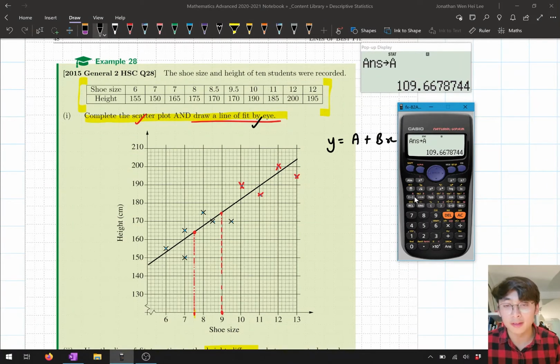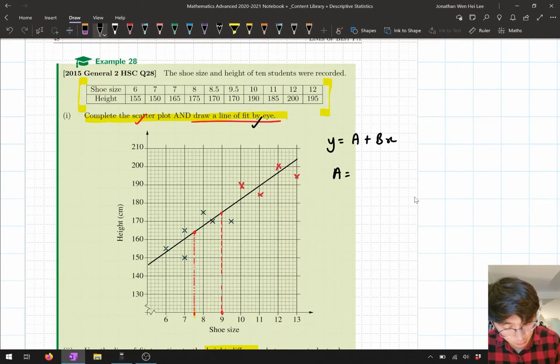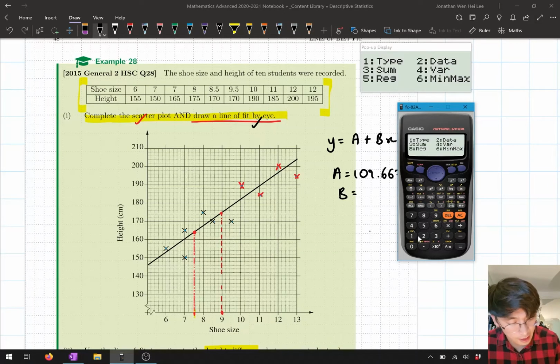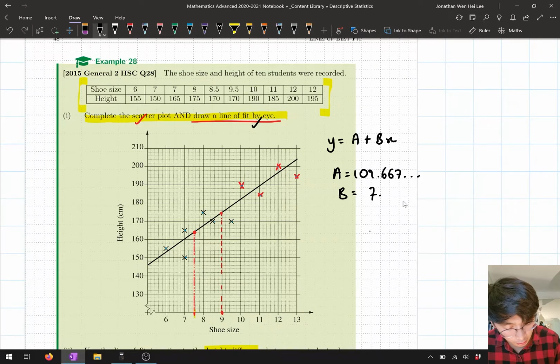Going to store that in as A. So here A is equal to 109 point 0.667 and so on. Okay, and I'm going to do the same thing for B. Now B, I'm just going to Shift Stat and Reg. I'm going to press 2 for B, and I'm going to press equal, and that gives me 7.23.